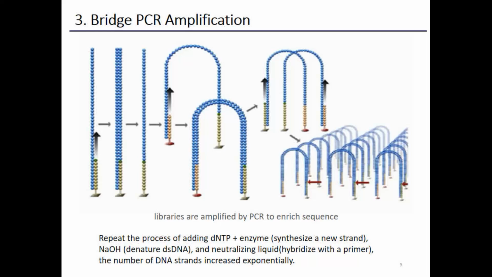And after the hybridization, we add the dNTP and enzyme, the polymerase, onto the flow cell. The polymerase starts with the green primer and synthesizes a whole new DNA strand along the template. This new DNA strand is completely complementary to the original sequence.